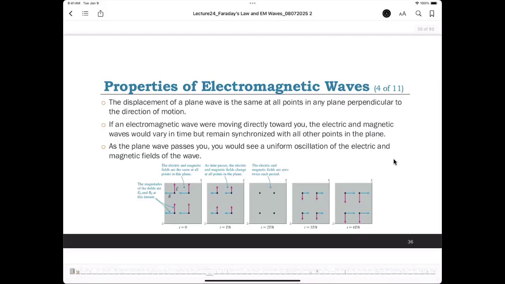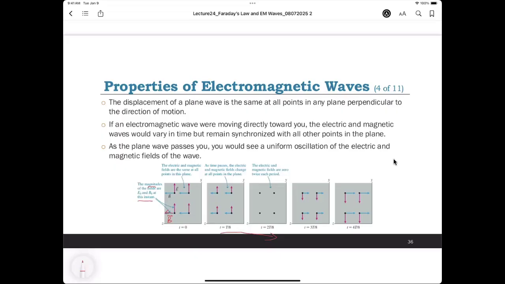You can see here, as time passes, what the magnetic field and electric field waves look like. The magnitudes of the fields are E0 and B0 at this instant. This blue one is the magnetic field, and this red one is the electric field. The electric and magnetic fields are the same at all points in this plane.